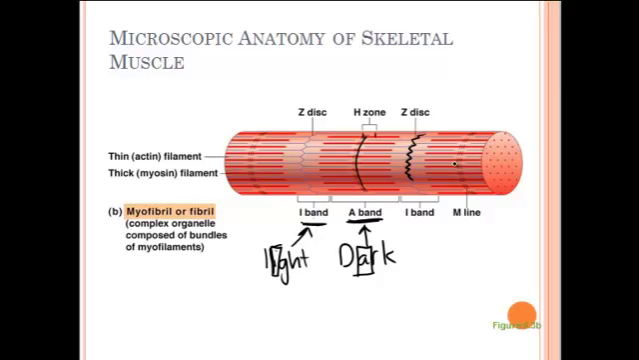And then we have something called the M line. M line standing for middle. So the M line is found directly in the middle of the H zone.